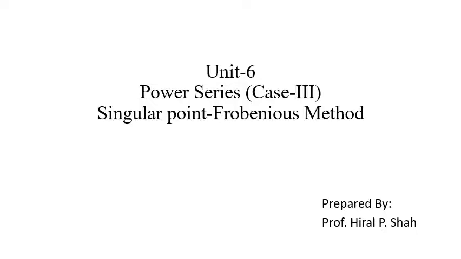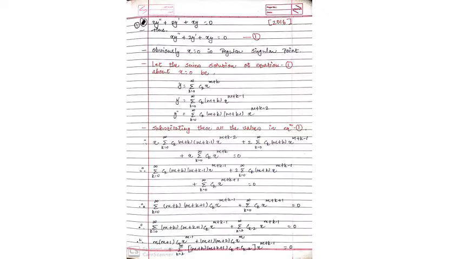Hello everyone. In this session I'm going to complete the example which was left incomplete in our last session, from case 3. I'm continuing with the same sum, and the question was xy'' + 2y' + xy = 0. In this example we just did the simplification, so I'm moving forward.